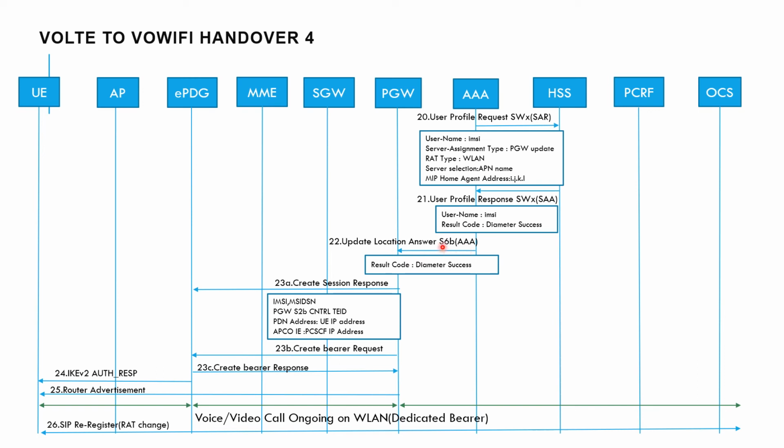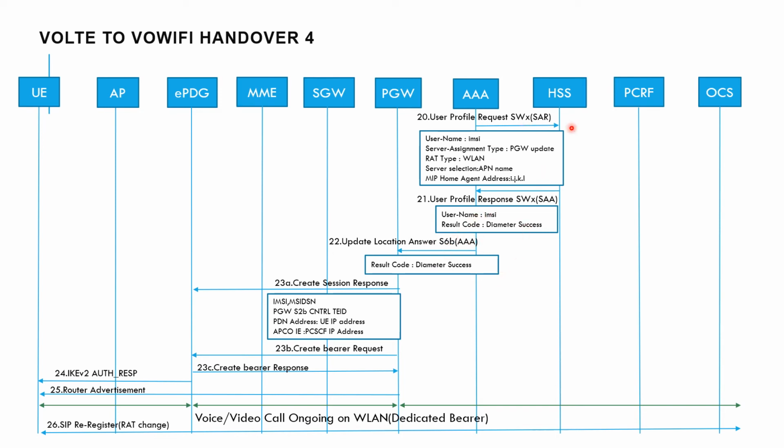So here the diameter message name is authentication authorization acknowledgement, and the purpose of this message is the update location answer. So you need to be a bit careful while checking these messages, that what are the message names and what is the purpose of these messages. So it's a bit confusing actually.